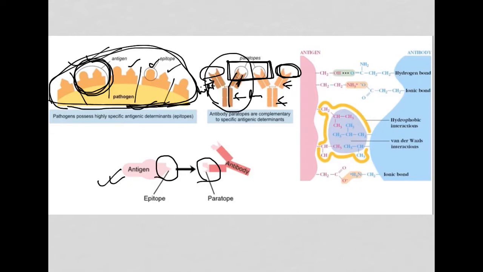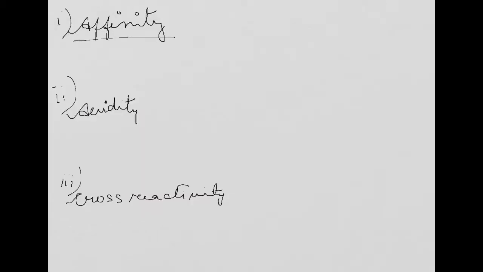Antigen and antibody reactions are reversible, non-covalent biochemical reactions, and these involve hydrogen bonds, ionic bonds, hydrophobic interactions, and van der Waals forces. When we talk about antigen-antibody reactions, we should know three things, which include affinity, avidity, and cross-reactivity.